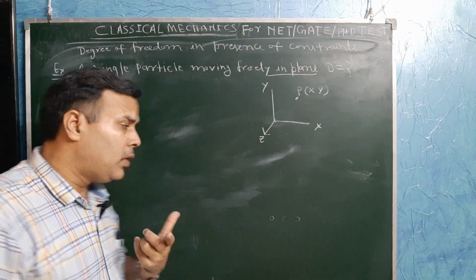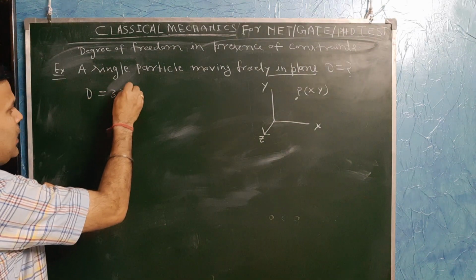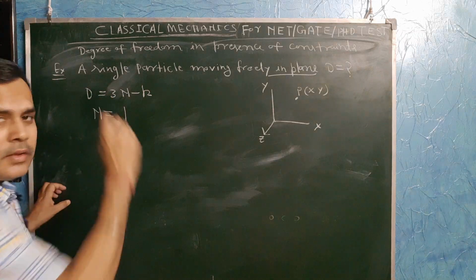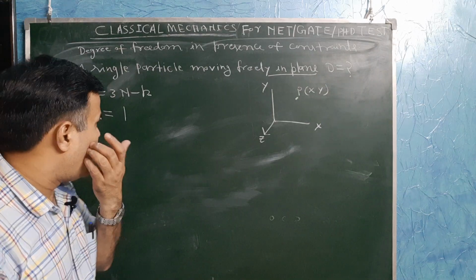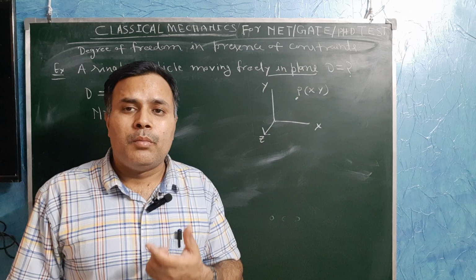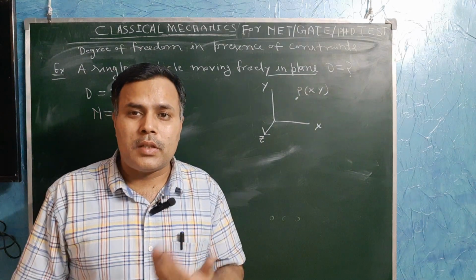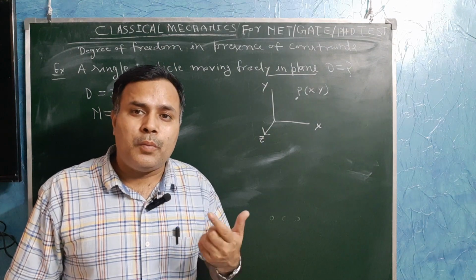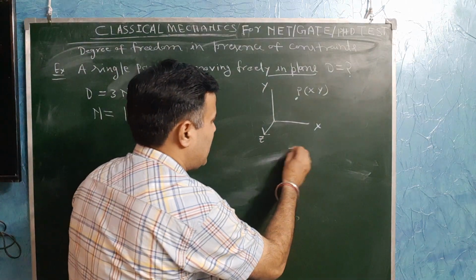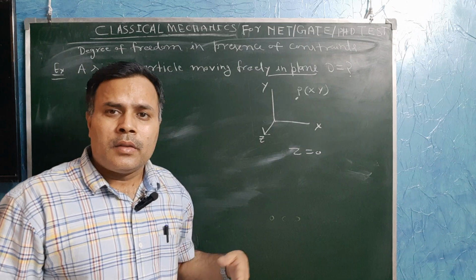So again we have a formula. Mathematically, degree of freedom is simply 3n minus k, where n is a single particle, so n is 1. And what about k? K is the number of equations of constraints. Now the particle is moving in a plane, which means it is only moving in 2 dimensions instead of 3. So we have to freeze one direction. Corresponding to this figure, it means z equal to 0. If the particle is moving in the xy plane, z equal to 0.